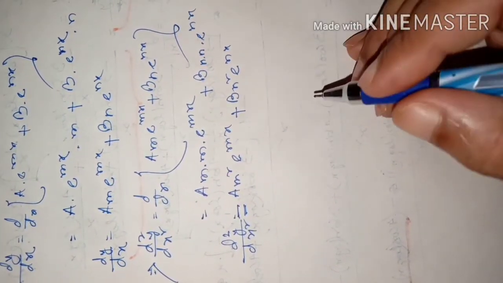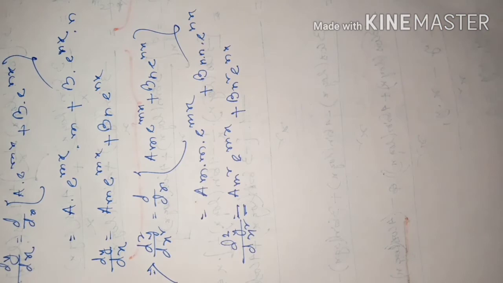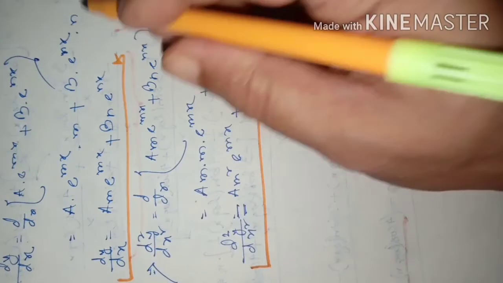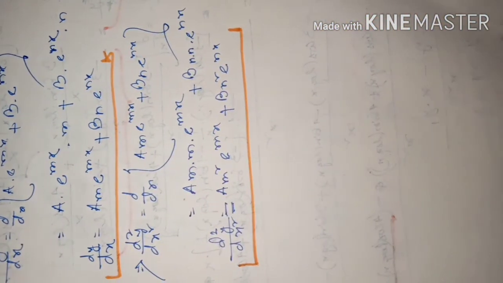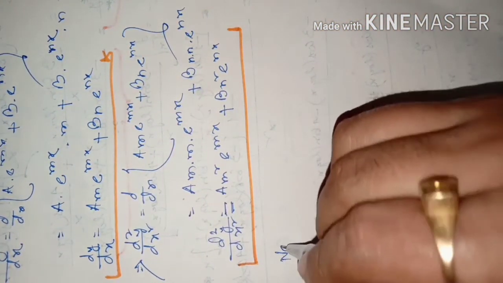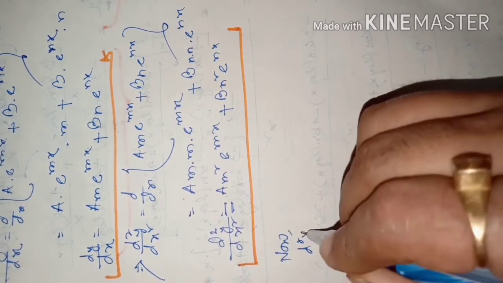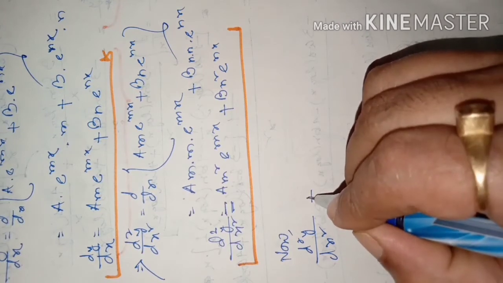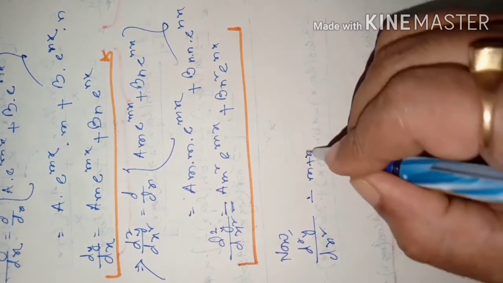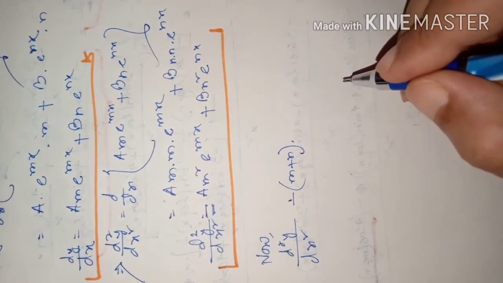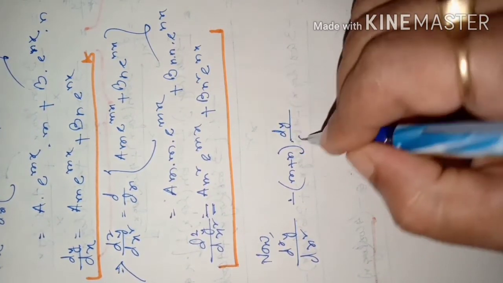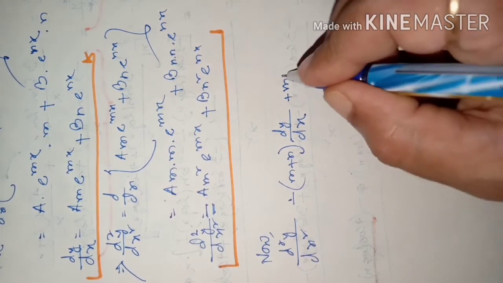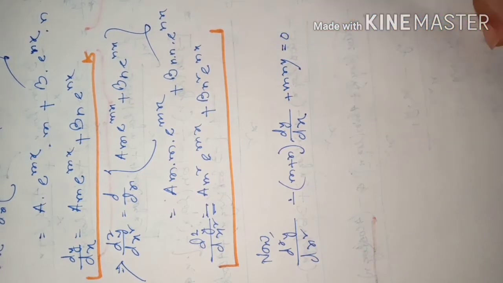After this, let us write that expression. We have got d2y by dx square and we have got dy by dx also here. Now let us write that expression here. That is, now we need to simplify d2y by dx square minus m plus n into dy by dx plus mny is equal to 0.